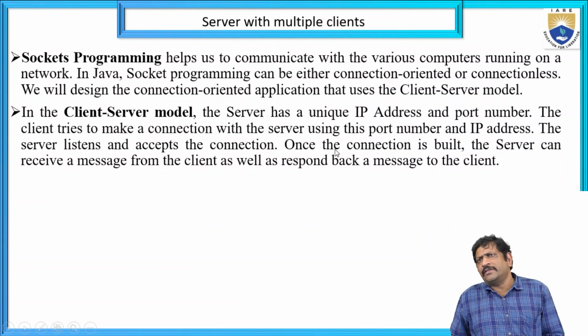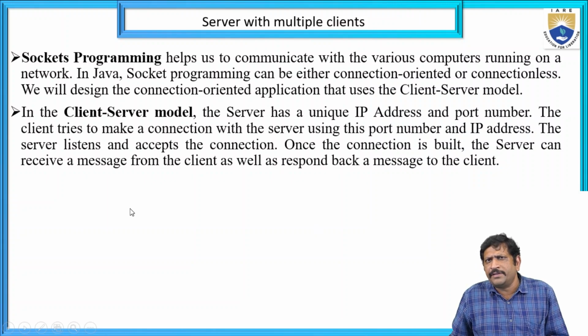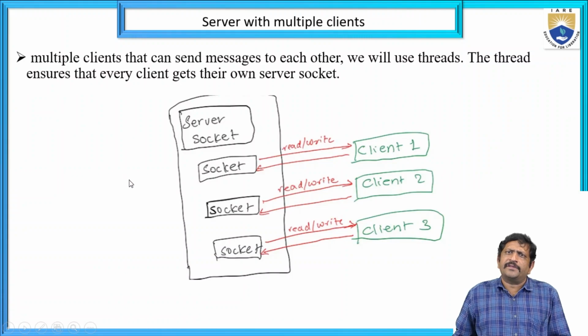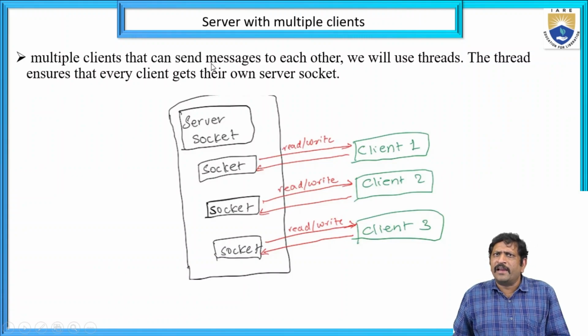Once the connection is built, the server can receive a message from the client as well as respond back with a message to the client. Here, multiple clients on a server can send messages to each other. So we are using threads. The thread ensures that every client gets their own server socket. Here is the number of clients.